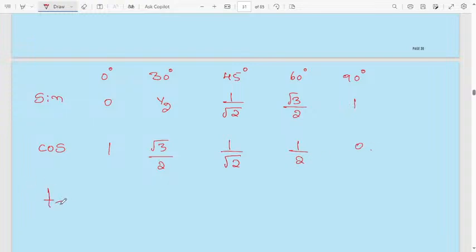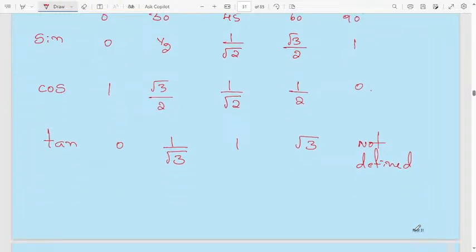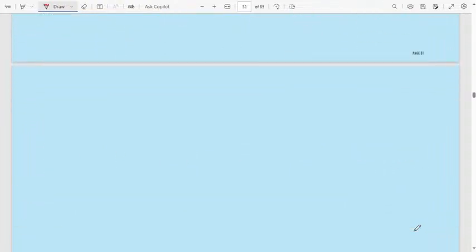Up to tan, remember, then you can take the reciprocal: 0, 1 by root 3, 1, root 3, and this last one is not defined, or infinity, we can consider not defined. This much you remember, then the remaining three, the next three, will be the reciprocals. Remember the reciprocals, it will be easy for you.